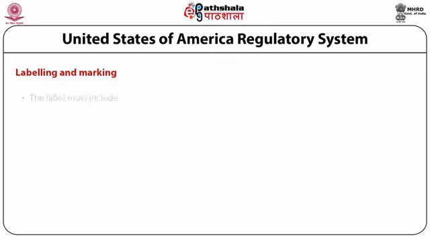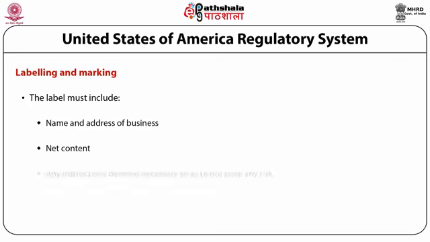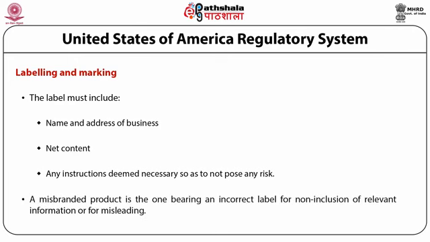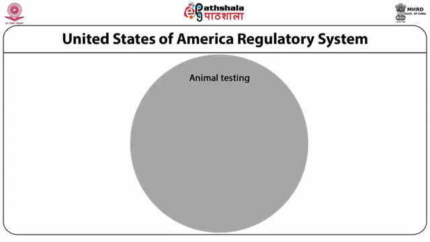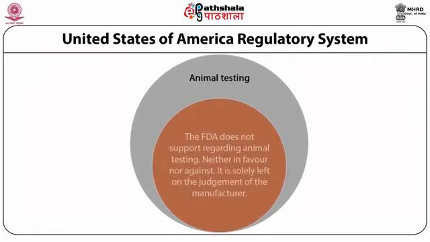Labeling and marking: the label must include the name and address of the business. Net content: any instructions deemed necessary so as to not pose any risk. A misbranded product is one bearing an incorrect label, for non-inclusion of relevant information or for misleading. Animal testing: the FDA does not take a position regarding animal testing, neither in favor nor against. It is solely left to the judgment of the manufacturer.